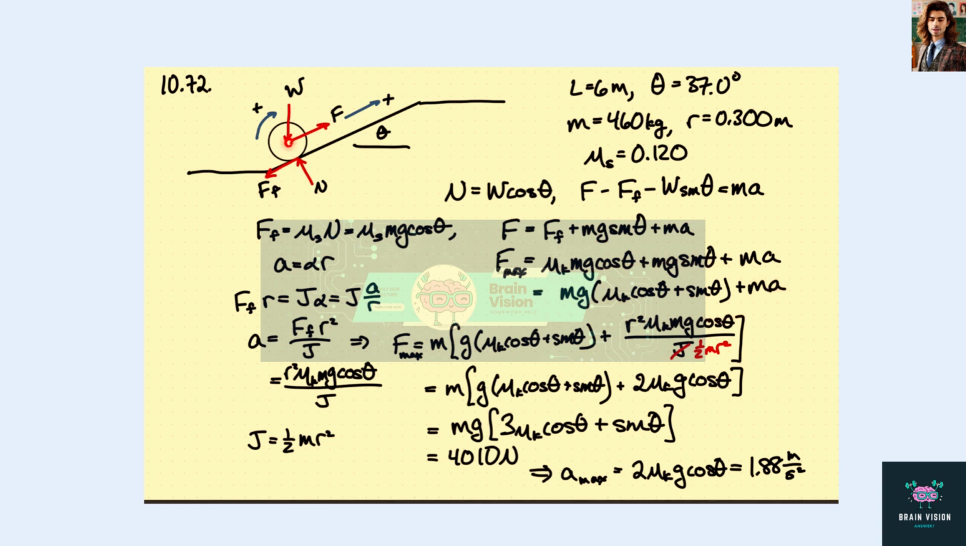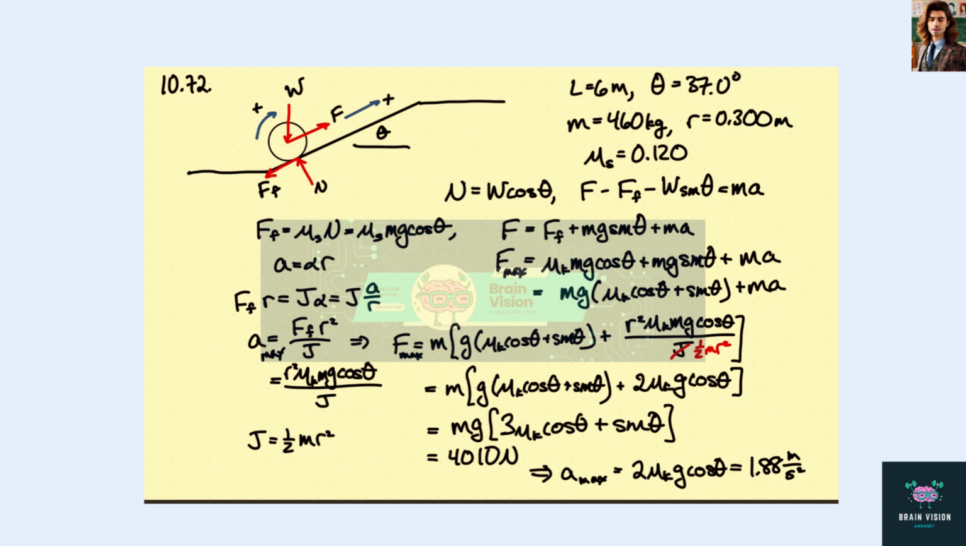Now, if we do a moment balance about the center of mass, you can see the weight, the force, and the normal force all act through that center of mass. And so we have the friction force times R, counterclockwise is positive, equals J alpha. Alpha equals A times R if it's not slipping, and we're assuming that it's not slipping. So A equals the friction force times R squared over J. And we have the friction force here. Again, I should call it A max.